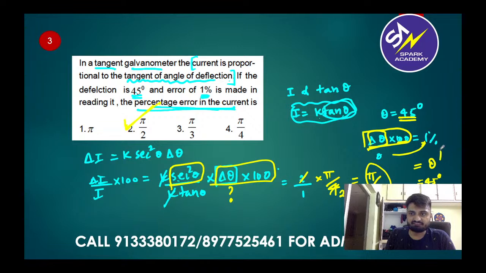So since this is given as theta, theta we know it as 45 degrees. 45 degrees I am writing it as pi by 4. So 2 into pi by 4, that will be nothing but pi by 2 basically. Yes, second option. All of you understood now? Everybody clear?